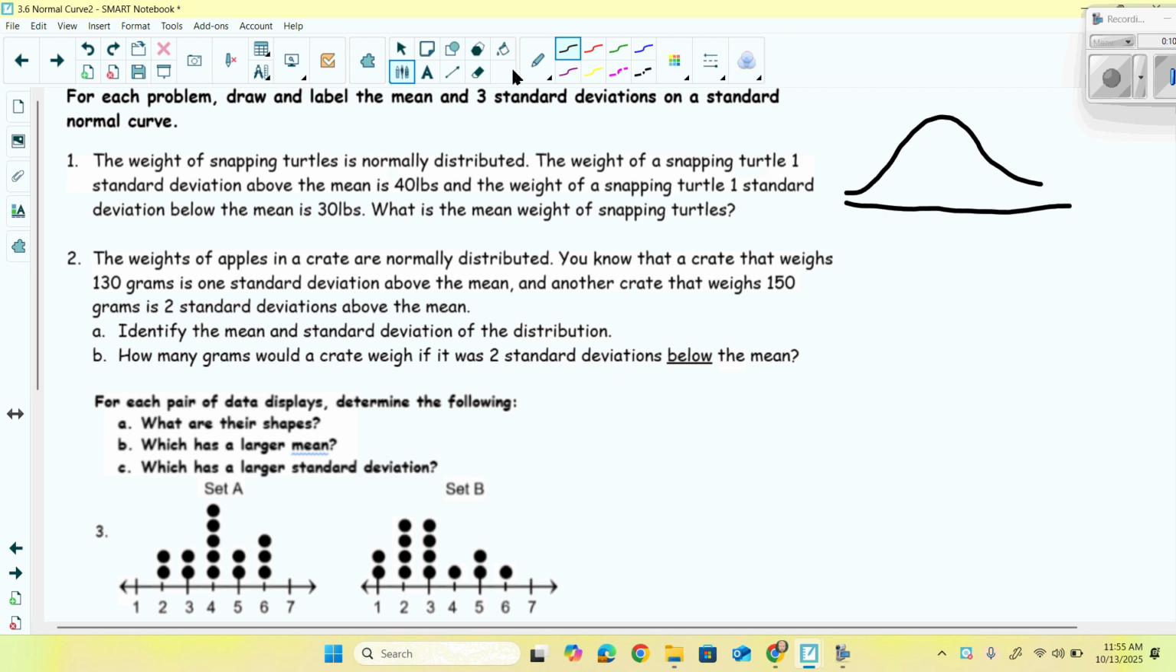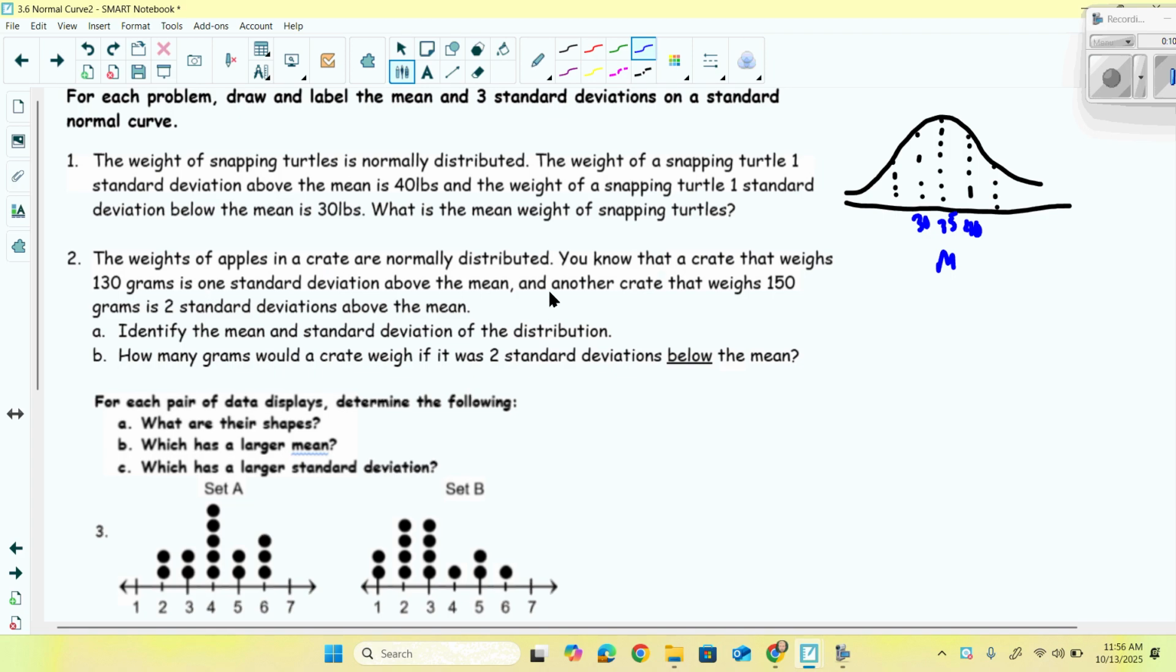One standard deviation is at 40. So we have the mean here, and then 1, 2, and I'm just going to cut off 2 standard deviations for now. So it says here that 1 standard deviation above is 40. So that's this spot here, and this is the mean, right in the middle. And then 1 standard deviation below is at 30. And we know that they're going to be equal distance. The standard deviation is the same. So if it's a total of 10, that means there's 5 and 5. So our mean is 35 pounds.